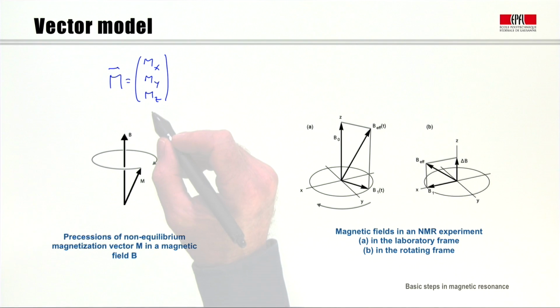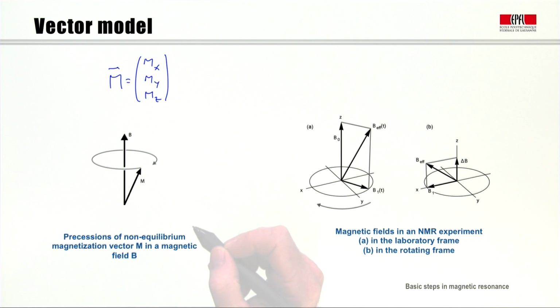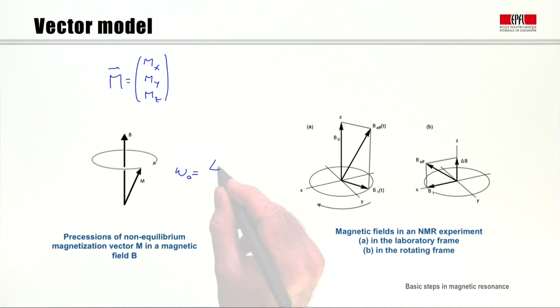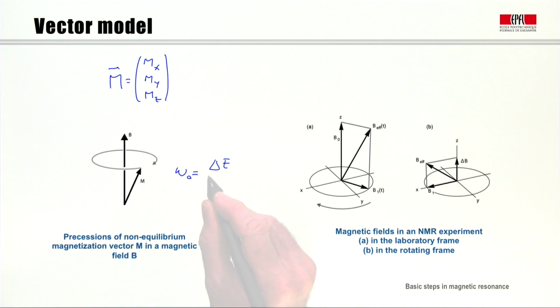So if we want to observe a signal, we have to perturb the magnetization and make it transverse. If it is transverse, or at least it has a transverse component, x or y, then it will start to precess around the magnetic field. Curiously, the precession frequency is determined by the splitting in the energy diagram divided by h bar. Now, that is not obvious at all.